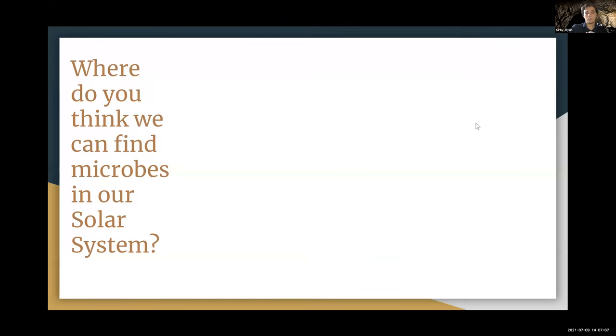So next up, where do we think that we can find microbes in space? So in the Padlet, a lot of people wrote down different ways that we can look for them, and so does anyone have any ideas on where we can find them? You can put them in the chat, or you should be able to unmute yourself and talk.